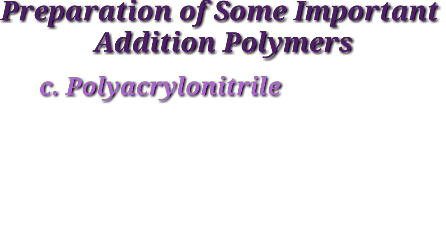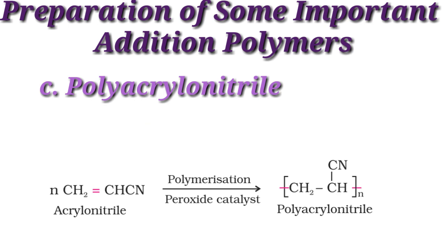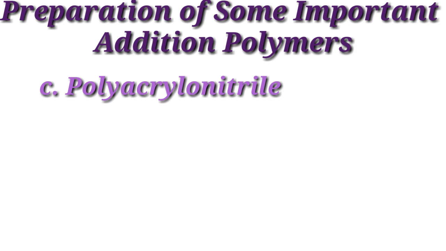The addition polymerization of acrylonitrile in presence of peroxide catalyst leads to the formation of polyacrylonitrile. CH2 double bond CHCN, that is acrylonitrile. On polymerization in presence of peroxide catalyst, you are getting polyacrylonitrile. It is used as a substitute for wool in making commercial fibers as Orlon or Acrylan.